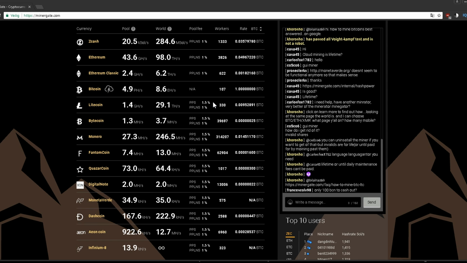Best way to explain it is, every time you do a share with PPS, you will be paid out instantly. You will get your reward instantly. So there's no waiting for a block. So you will see your balance changing right away. However, there will be a much higher fee, because every share will be charged with a 1.5% fee. With PPLNS, this will be different.